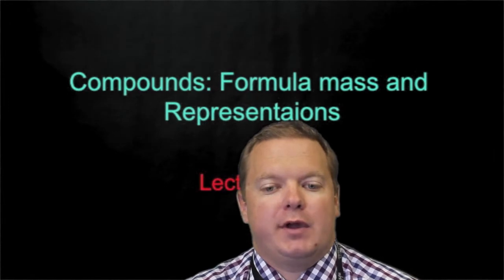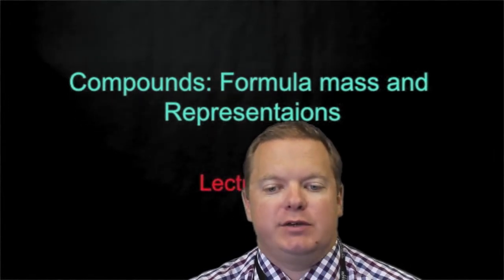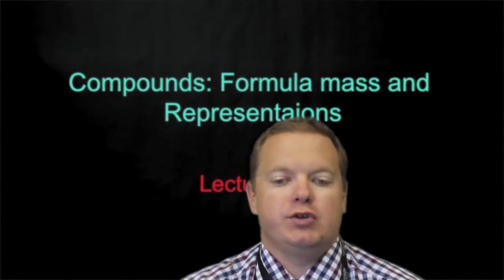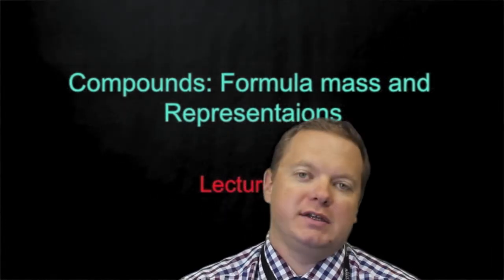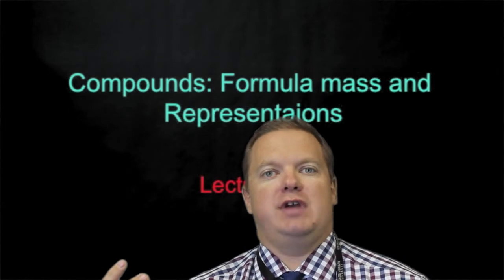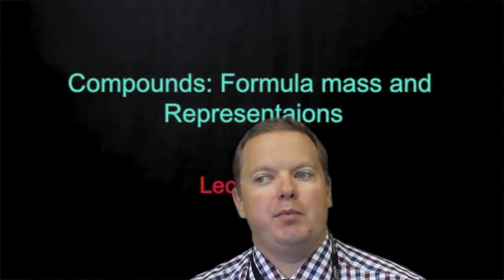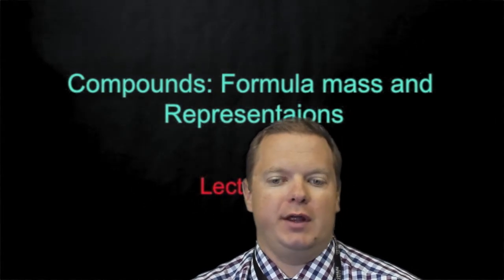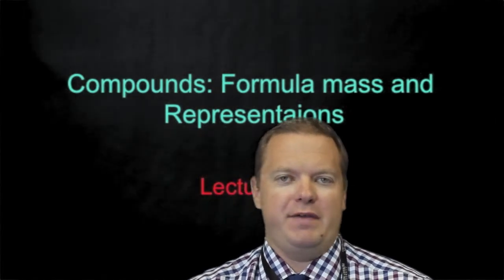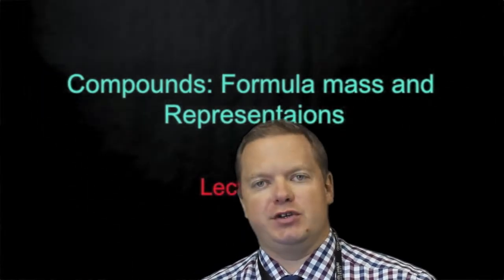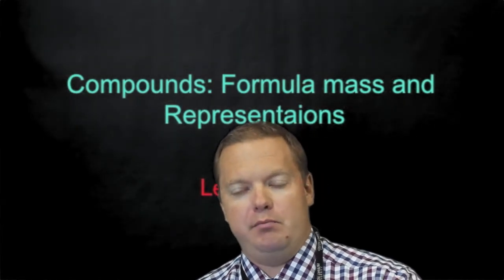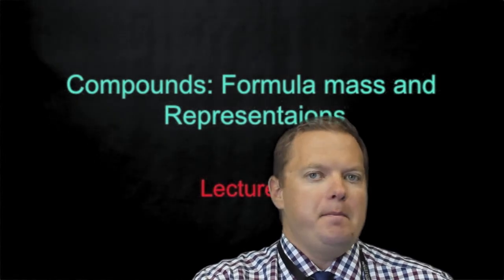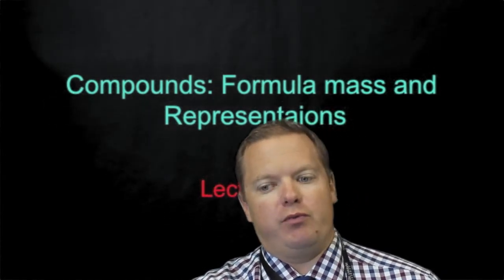Lecture number 9, Compounds, Formula, Mass, and Representation. So this is the last lecture for Chapter 2. We've talked about what makes up atoms, how those atoms then come together to form compounds, how we name those compounds, whether ionic or covalent. And now we're going to start making the transition from that micro scale, the really small atoms, into the macro scale, what we work with, such as grams.